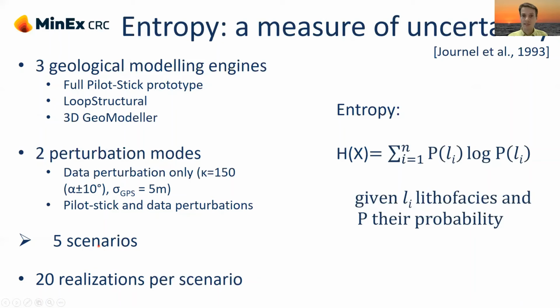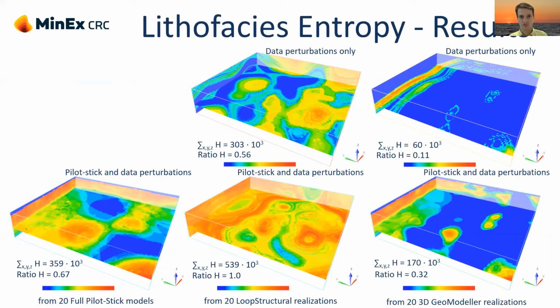To measure the geological uncertainty, we use the entropy, and we compute entropy given the probability distribution of the lithofacies in the ensemble of generated geological realizations. These are the results in terms of entropy and geological uncertainty. In red, you have values of high entropy, and in blue, values of low entropy, so low uncertainty for low entropy and high uncertainty for high entropy. On top, we have results when we only use data perturbations, and at the bottom, when we use both pilot stick and data perturbations. We can see that pilot stick perturbations strongly increase geological uncertainty.